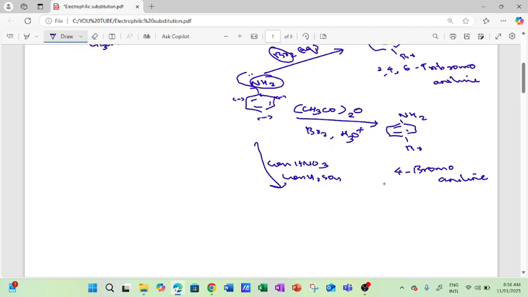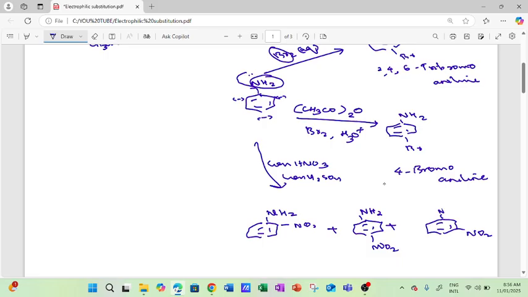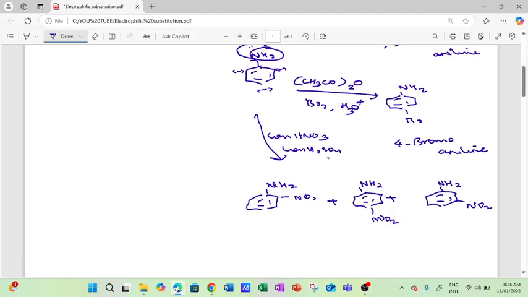And during this reaction, we get three products. Aniline with NO2 as electrophile in the ortho position, plus aniline with NO2 as electrophile in the para position, which is para-nitroaniline, ortho-nitroaniline, plus one unexpected product also getting, which is meta-nitroaniline. Normally ortho and para are the expected products because due to resonance the negative charge comes in both ortho and para positions, so that the electrophile attacks in ortho and para positions.